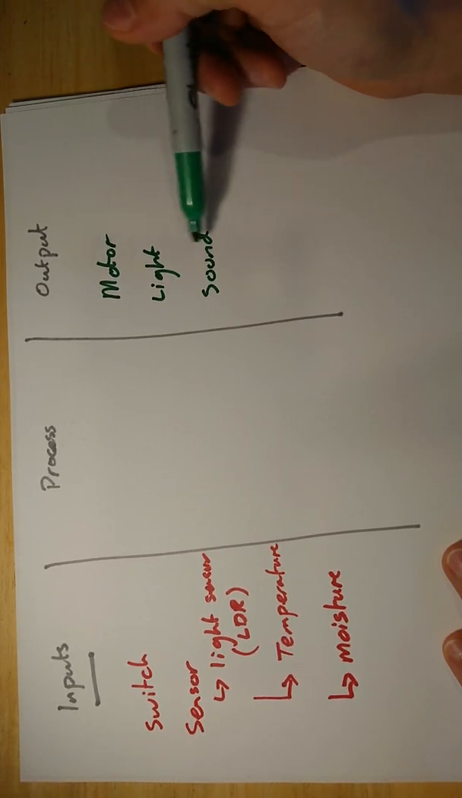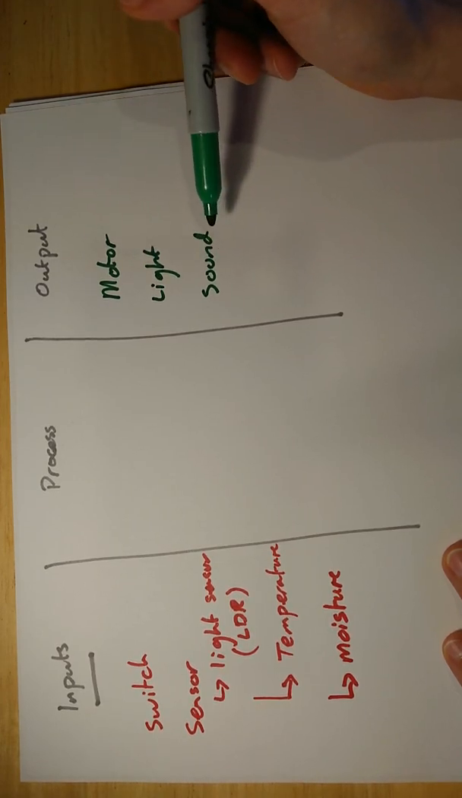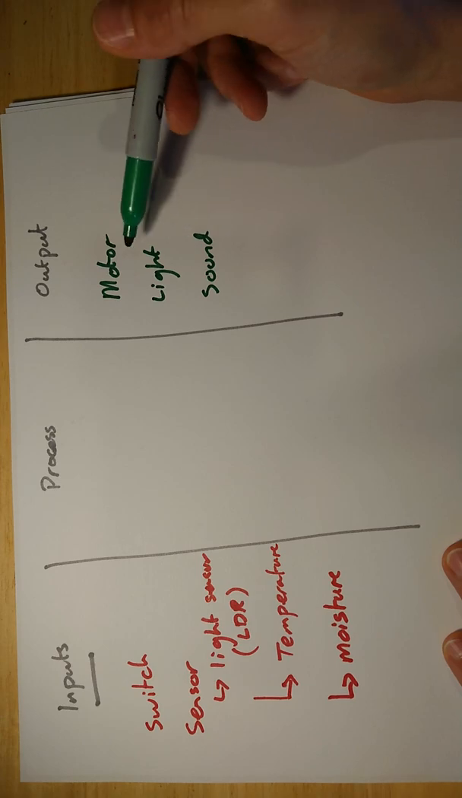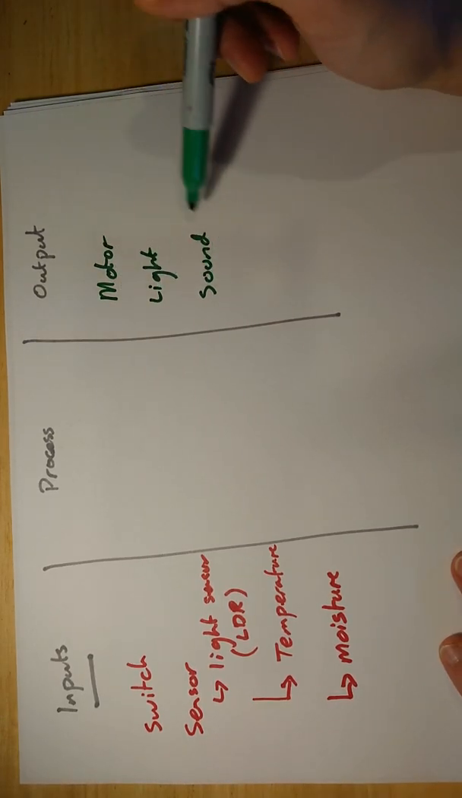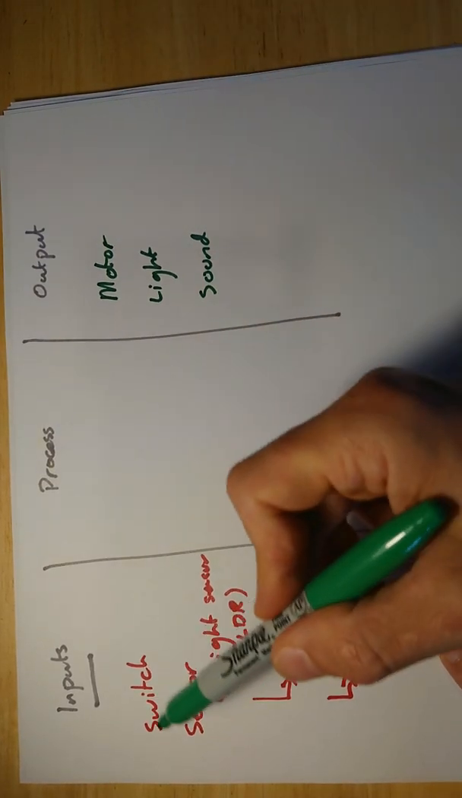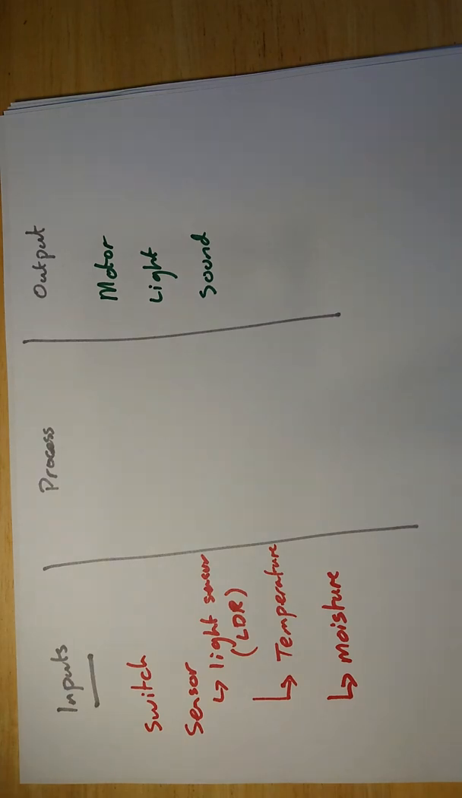So there are the main things, and we can subdivide these into different forms of light, different forms of sound. Is it a speaker? Is it a buzzer? Motors, like I say, is it a pump or is it a fan? But there are the main outputs. So our main inputs are our switches and sensors, and these are our main outputs. Then in the middle, we've got our processor. Now for processors, there are a number of things we can use here.